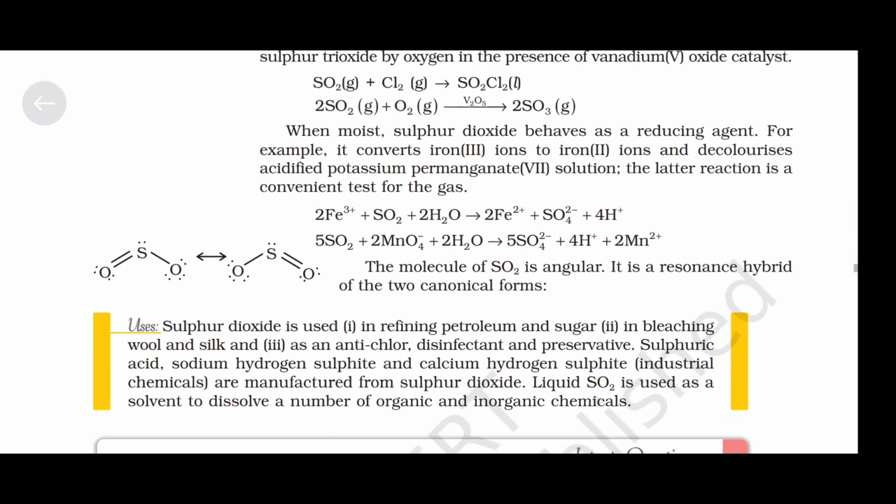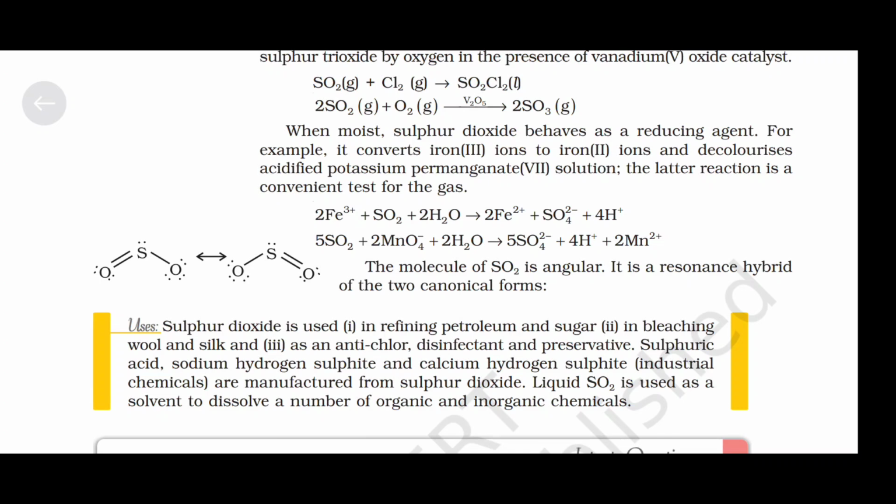When moist, sulfur dioxide behaves as a reducing agent, for example, it converts iron 3 ions to iron 2 ions, meaning it converts Fe3 plus to Fe2 plus, and decolorizes acidified potassium permanganate solution. The latter reaction is a convenient test for the gas. So you can see here, in the reaction it is shown Fe3 plus is getting converted to Fe2 plus, okay, and Mn is also getting converted into Mn2 plus.